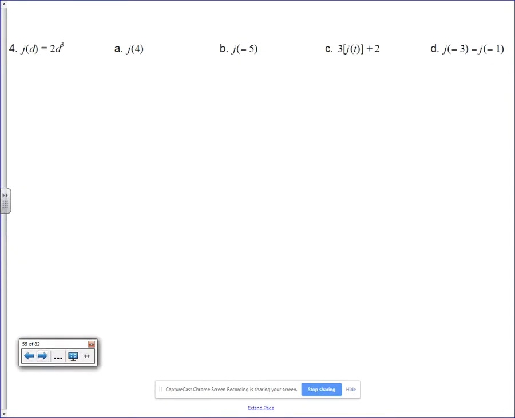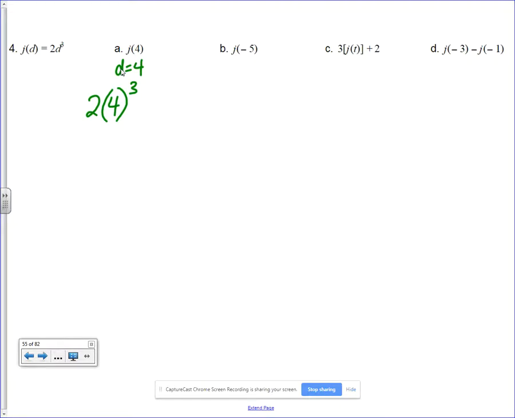J of D. Okay, this first one says J of 4. What do I know about that 4? The D is 4. So plug it in. What will it look like? Oh, no, 2. Start with this 2 here. Does everybody see that? How I took out the D and put in that?